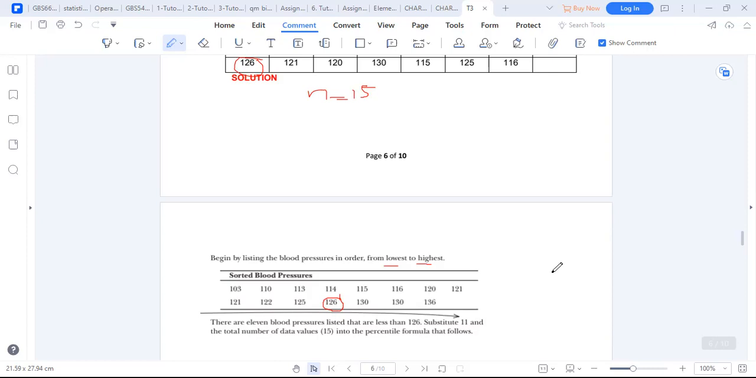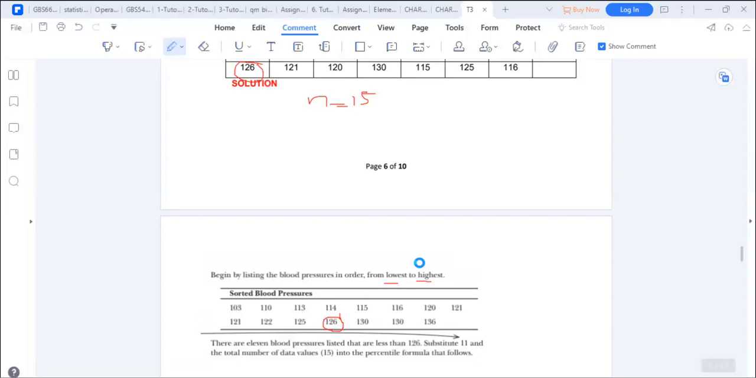Then we count the number of elements that are below this 126. We have 1, 2, 3, 4, 5, 6, 7, 8, 9, 10, 11. So 11 out of the total, which is 15. Then we calculate the percentage. That is how we get the percentile.